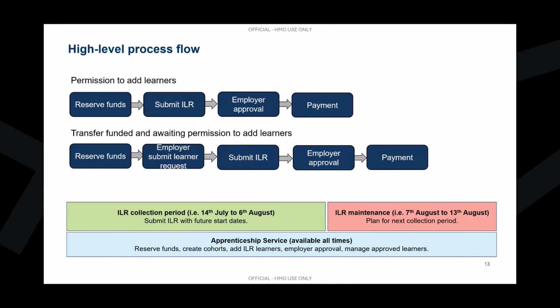Okay, and as you can see in the boxes there, the ILR can be submitted as many times as required during the collection period. It is advised to plan and add learners before the ILR maintenance window, when ILR submissions cannot be made, during which time learner records submitted are available in the apprenticeship service. It's also an opportunity during the maintenance window to plan ahead for learners to submit in the next collection period, and we'll also be advising employers to contact providers early with learner requests to help support this process.